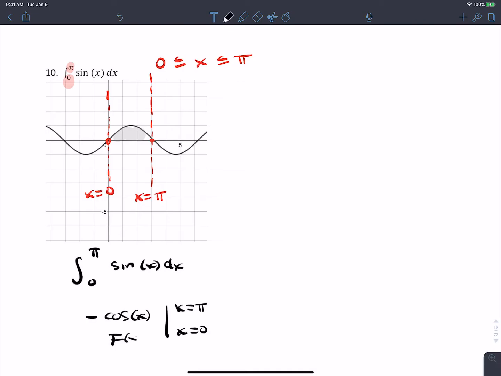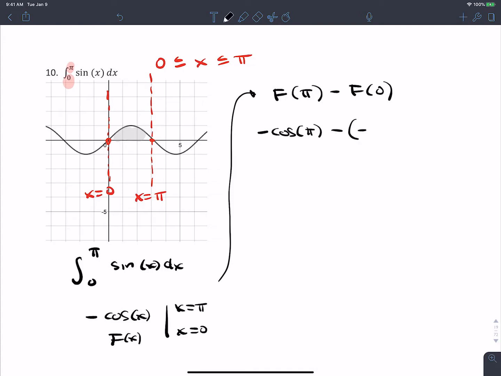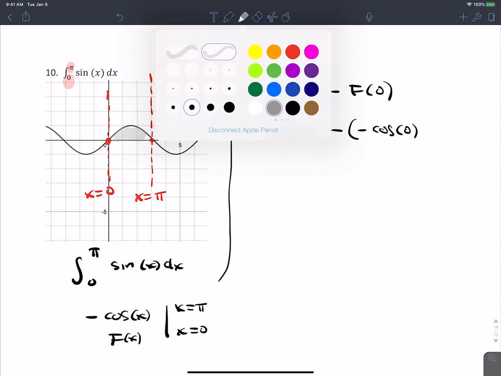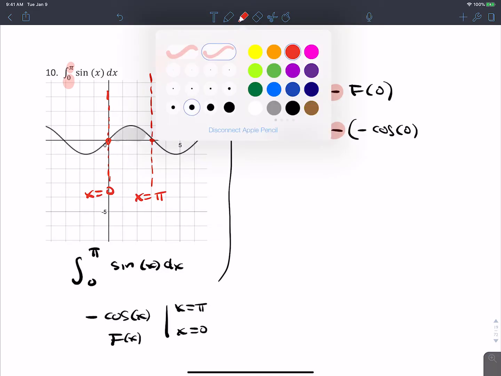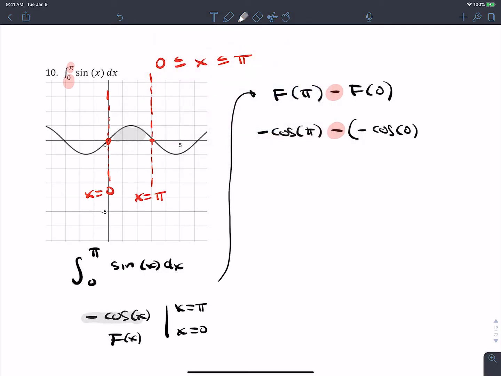Good, this is the antiderivative function, right? And so we have to have f of pi minus f of 0. So that means minus cosine pi minus a minus cosine of 0. Let's be careful here. Fundamental theorem of calculus says take the difference. So you're taking that difference. Is that true? And what do you guys know about this antiderivative? It's negative. So that negative sign is there.